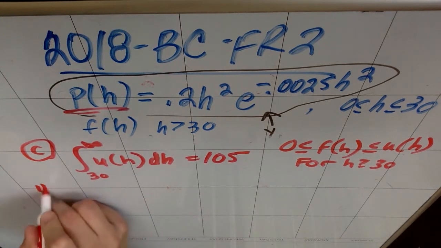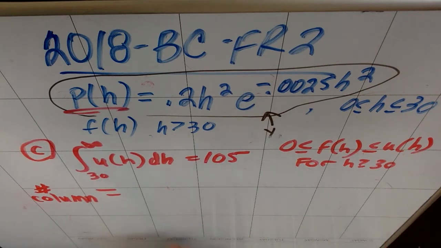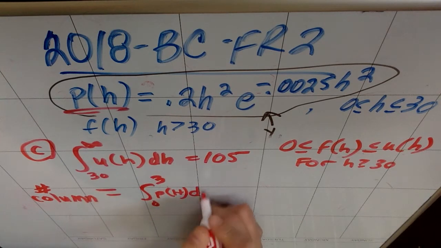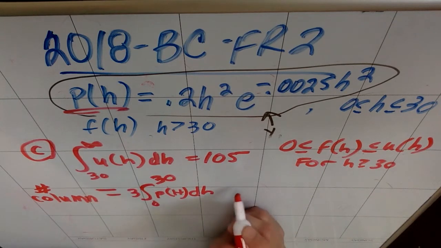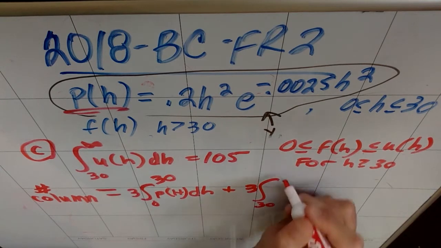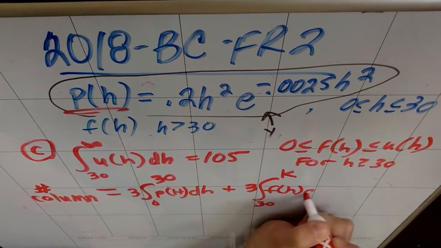So the number of plankton in the column should be the same formula we just used in the last part, except the difference here is that instead of going from 0 to 30, we're going from 0 to k. So we have to integrate from 0 to 30 of p of h dh times that 3. Sorry, why do I keep making that 30 a 3? I don't know. Plus the 3 times the integral from 30 to k, whatever k is, because it's after 30, of f of h dh, right?